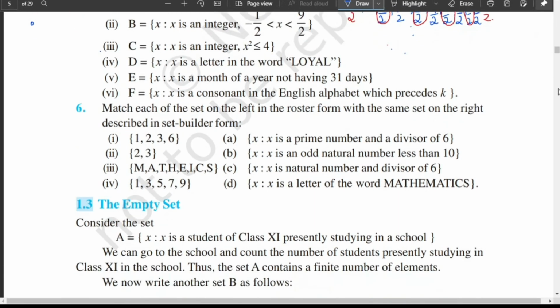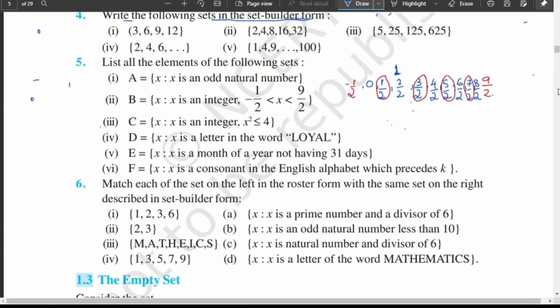So next, that is fifth question, list all the elements of the following sets. So now this is given in set builder form, we have to put it in roster form. So A equal to x is such that x is an odd natural number. 1, we start 1, 3 odd number, 5, dash dash dash close, infinite number because we don't have the closing limit over here. So 1, 3, 5, dash dash up to the natural number continue.